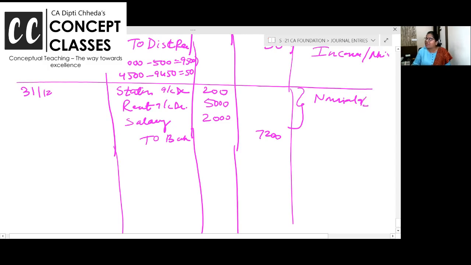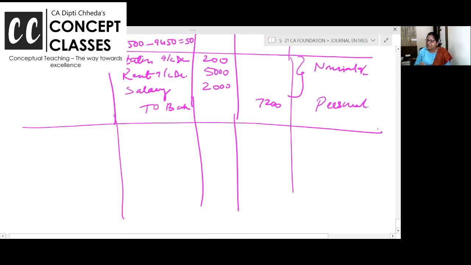So what is the rule of nominal account? Debit all expenses. Yes. And bank is a giver. Debit the receiver, credit the giver. Nominal account. And bank is a personal account. Bank is the giver of the money for paying all these expenses. And expenses are debited.